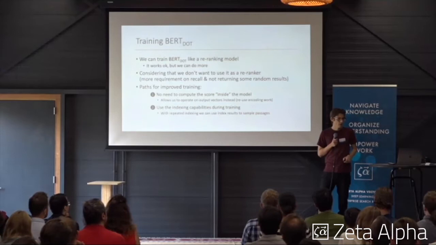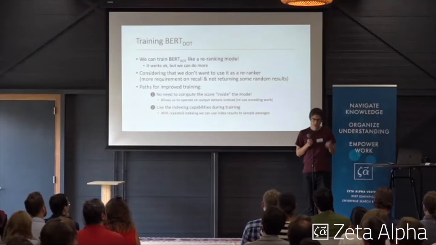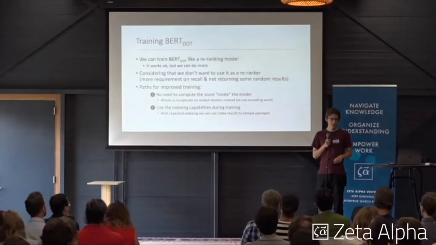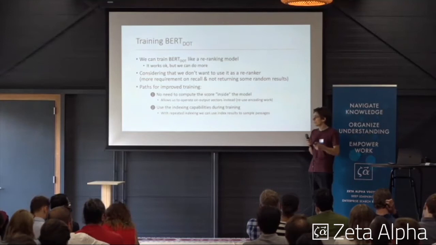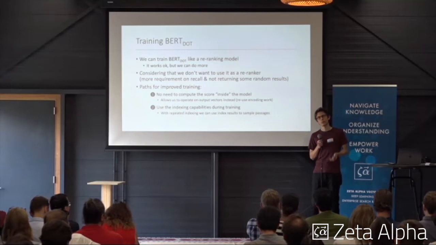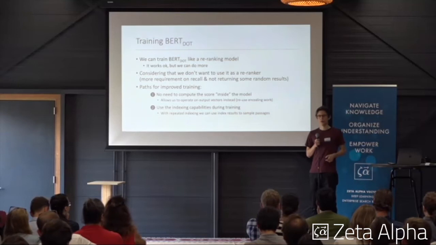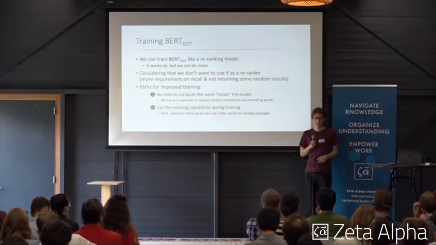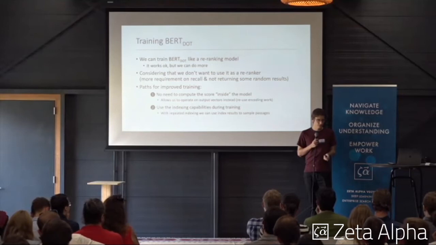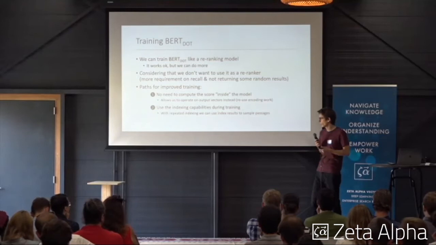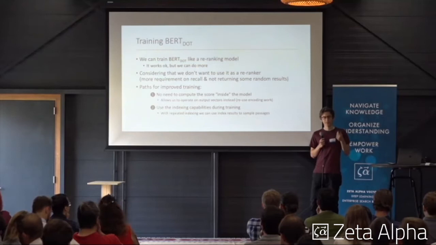All right, so now how do we train our BERT dot model? We can train it like a re-ranking model with negatively sampled passages, and it works okay. So you still get better results than BM25 in most cases, but we can still do better. And considering that we don't actually want to use the model as a re-ranker, but as a first stage retriever, we need to be aware of more recall requirements, as well as not returning any random results. And the BERT dot architecture gives us two different ways to improve that. First, we can reuse encodings during our training. And second, we can use the indexing capabilities during training. But the second method is very expensive to do, so we're going to focus on the first one.